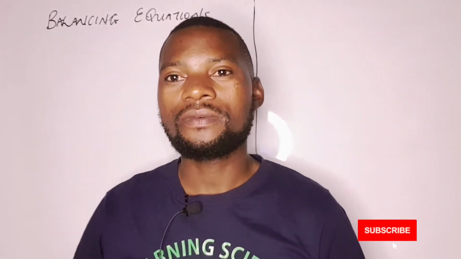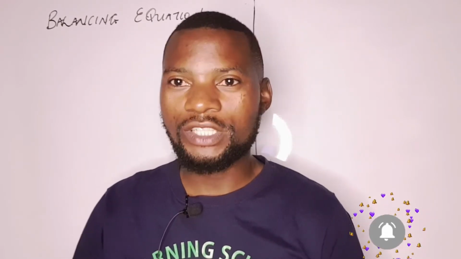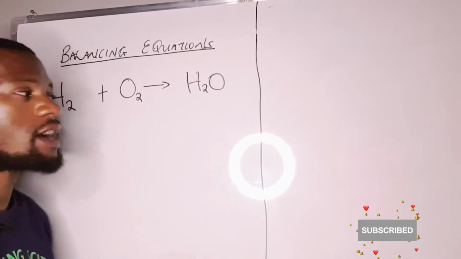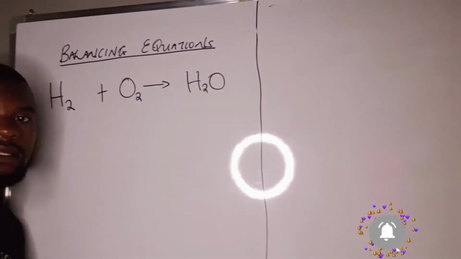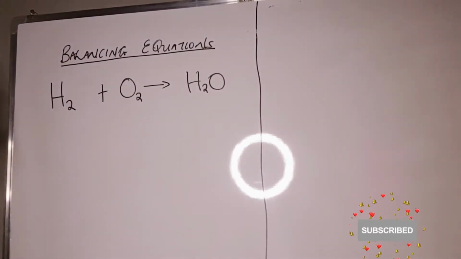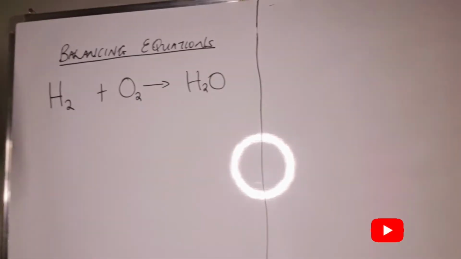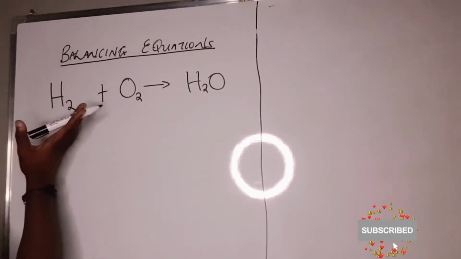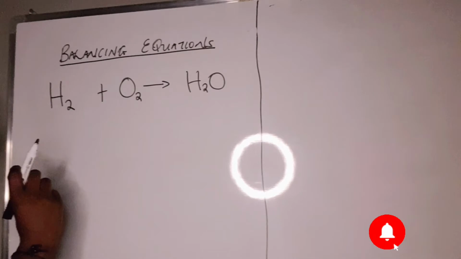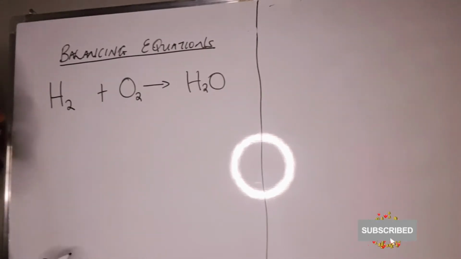So in this video, I'm going to discuss how you can write a balanced chemical equation in a very easy way. If we have this equation as our first example, where we have hydrogen reacting with oxygen in order to give us water, when you look at this equation, it is not a balanced equation. So we have to balance it.